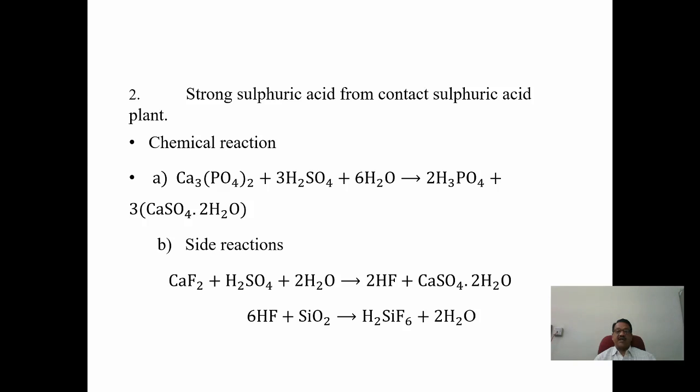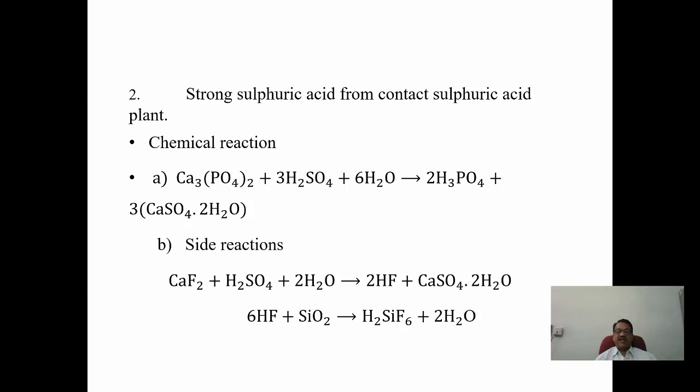Next we see the chemical reactions. The calcium phosphate, Ca3(PO4)2, is made to react with strong sulfuric acid H2SO4 and water. It gives phosphoric acid, H3PO4, and hydrated calcium sulfate. Hydrated calcium sulfate is obtained as a precipitate in solid form. This is the major reaction.